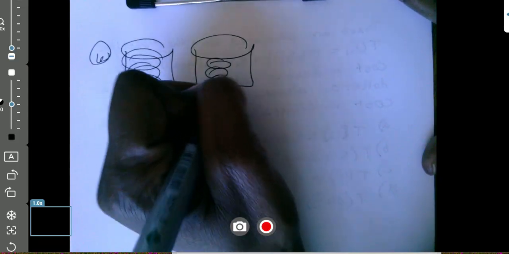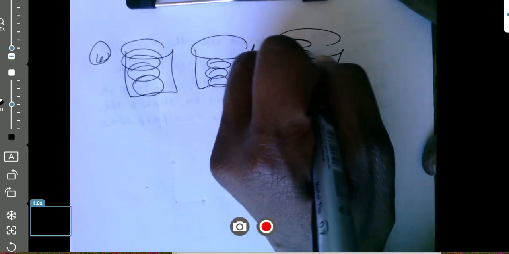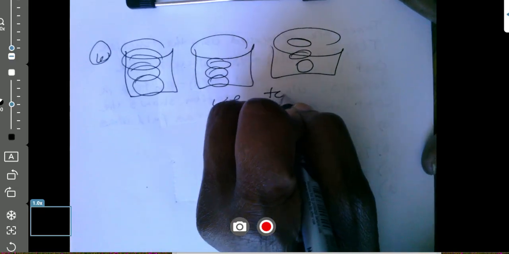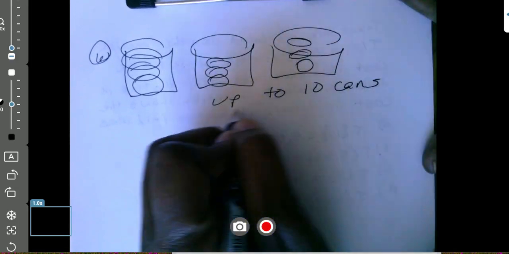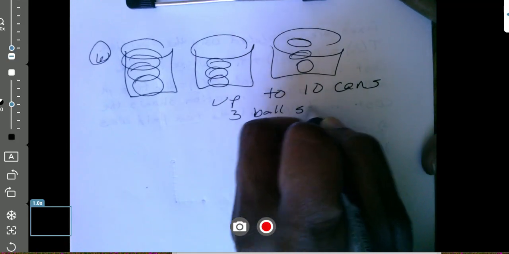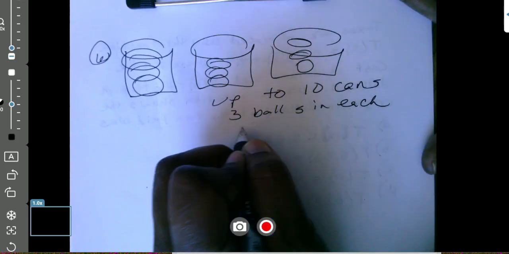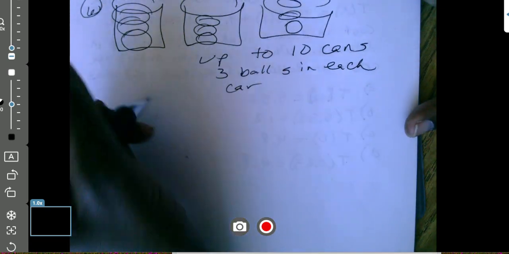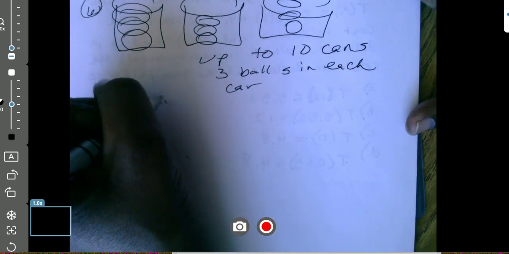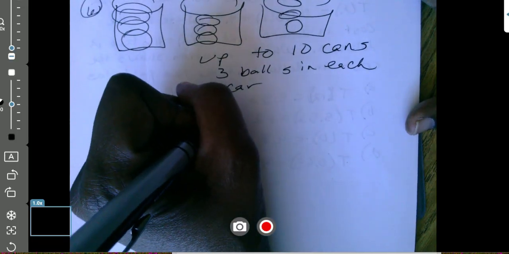Question 6. Y'all remember when we talked about the tennis balls in the cans? I ran out of paper. So number 6, it had some tennis balls. It was like 3 balls in each can, and they could have up to 10 cans. Can we identify the domain and the range?